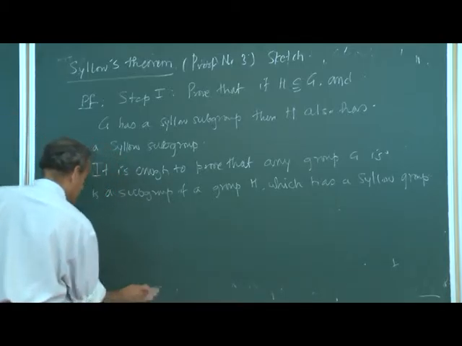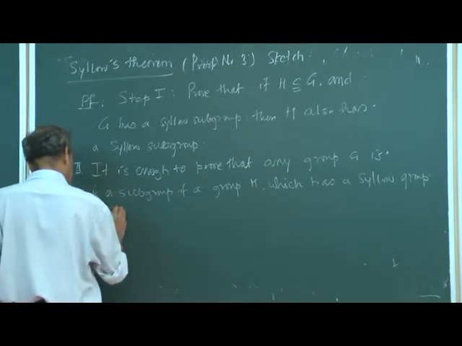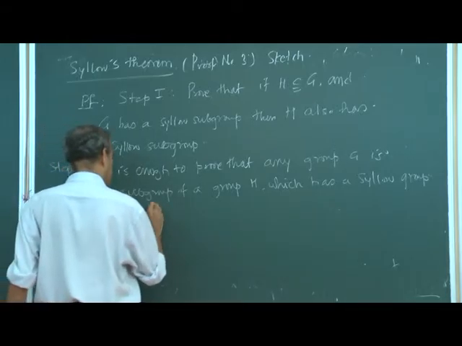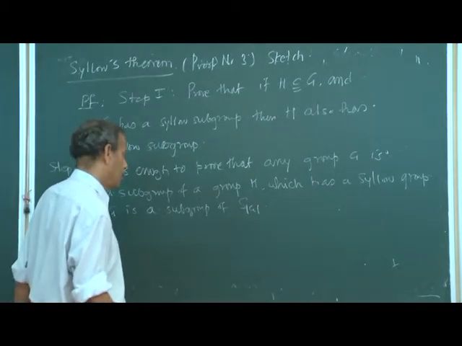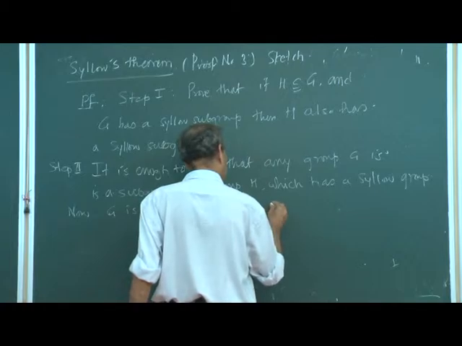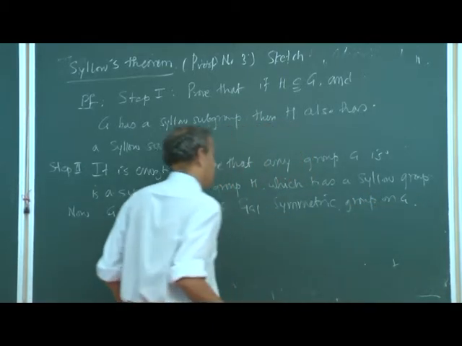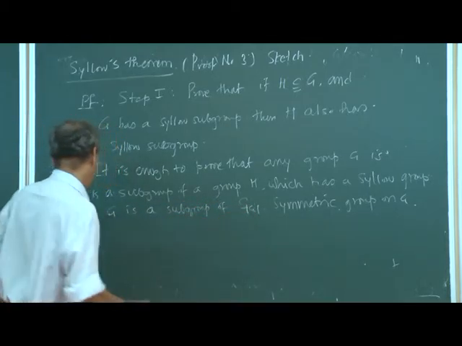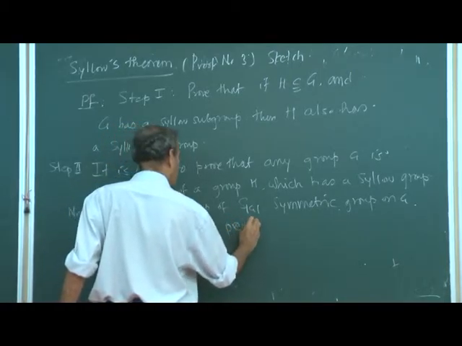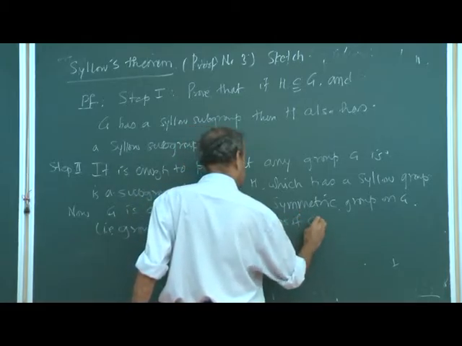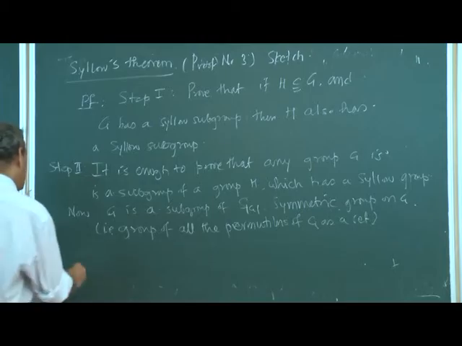So how do I prove that given any group G, you can embed it in a bigger group which satisfies the Sylow subgroup theorem? Now G is a subgroup of S mod G. And this is the symmetric group on G, the group of all the permutations of G as a set.